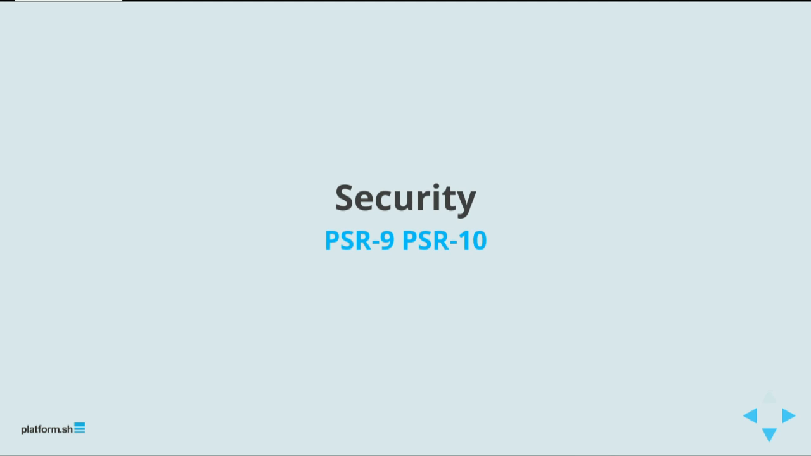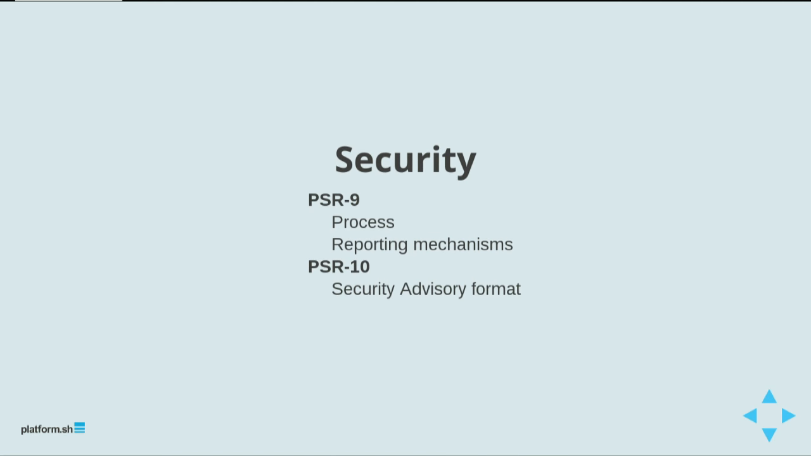PSR 9 and PSR 10 are around security best practices for projects. No actual code standards here. PSR 9 is around reporting mechanism and a good process for handling security reports. This is for projects receiving information about security advisories, like, you know, you should always have a security at whatever address. Or, by the way, you know, don't disclose security errors until you actually fix them. You know, all these kind of best practices that Drupal already follows, frankly.